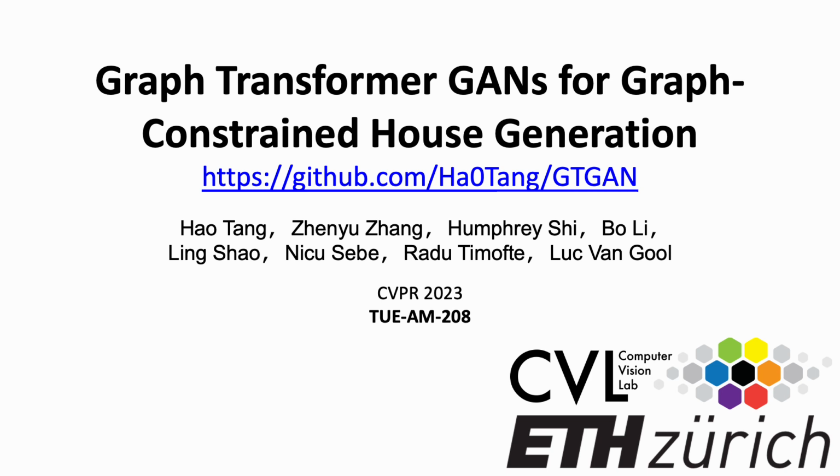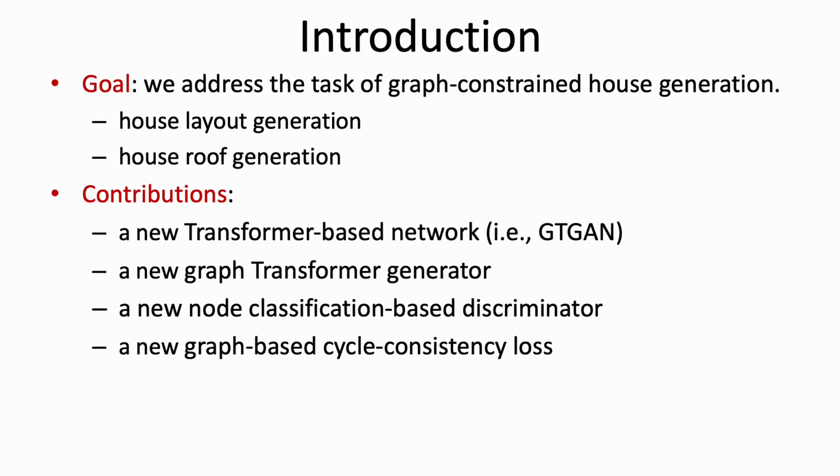Today I will present Graph Transformer GANs for graph-constrained house generation. The goal of this paper is to address both house layout generation and house roof generation. To this end, we propose a novel graph-based, transformer-based network, GTGAN, for the challenging graph-constrained house generation task.